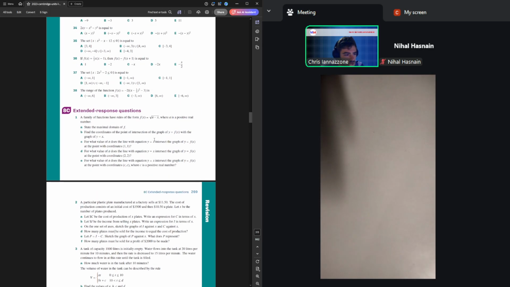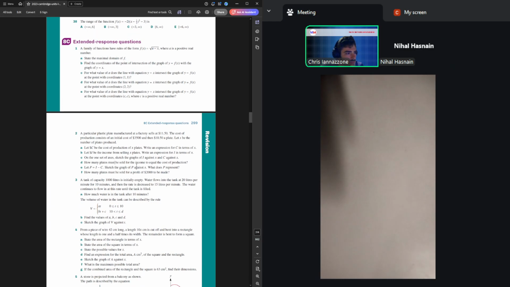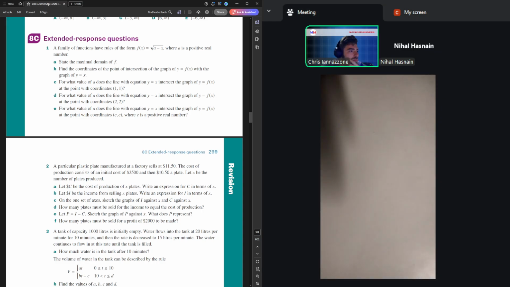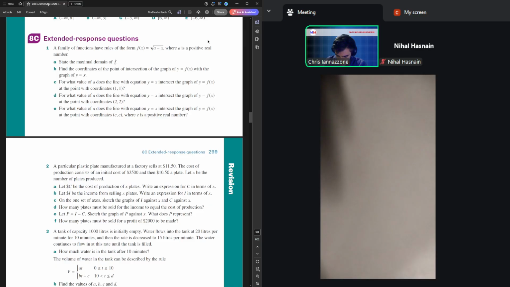Is there anywhere in particular you'd like to start? No. Nothing in particular? Sure. Let's give an extended response a crack. Why not? Get a few of these done. Let's have a look. Okay. Family of functions, square root, maximal domain of f. All right. See how we go.